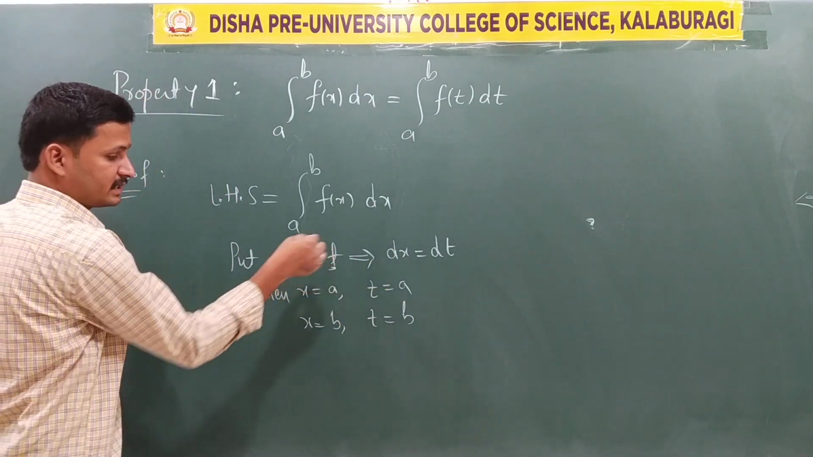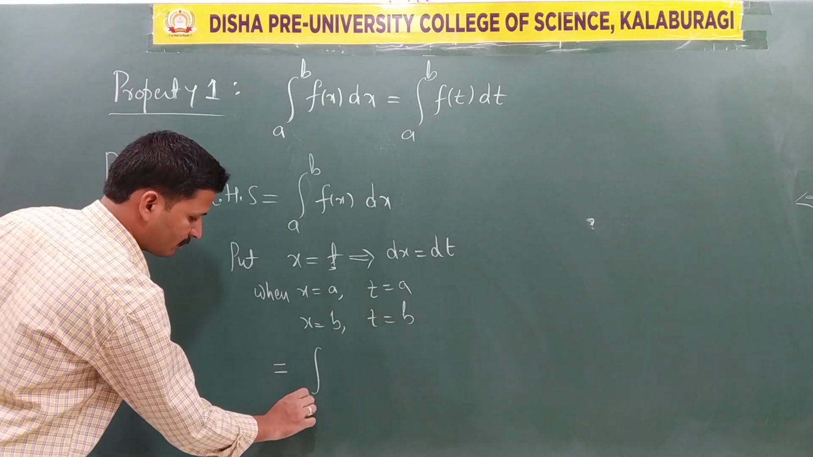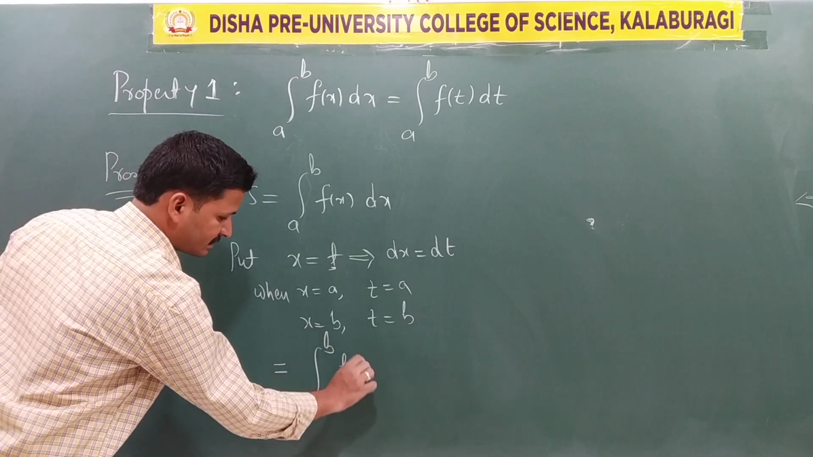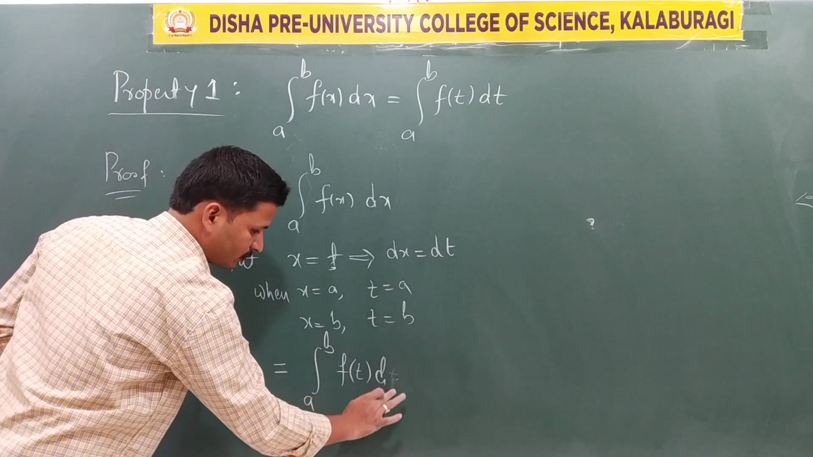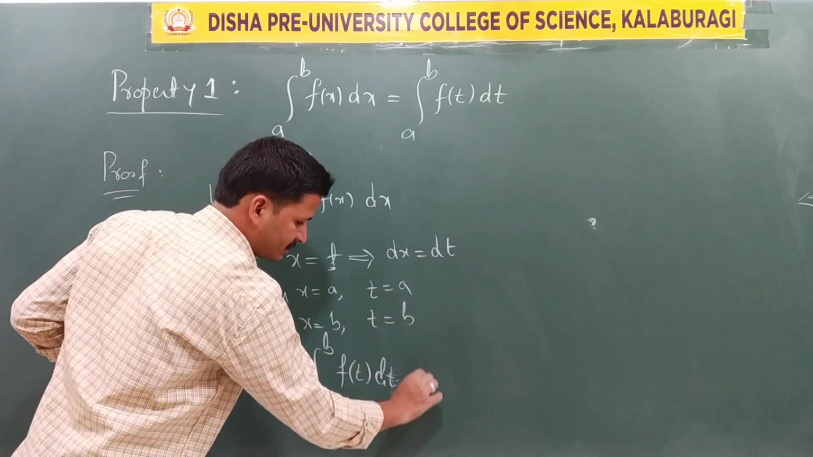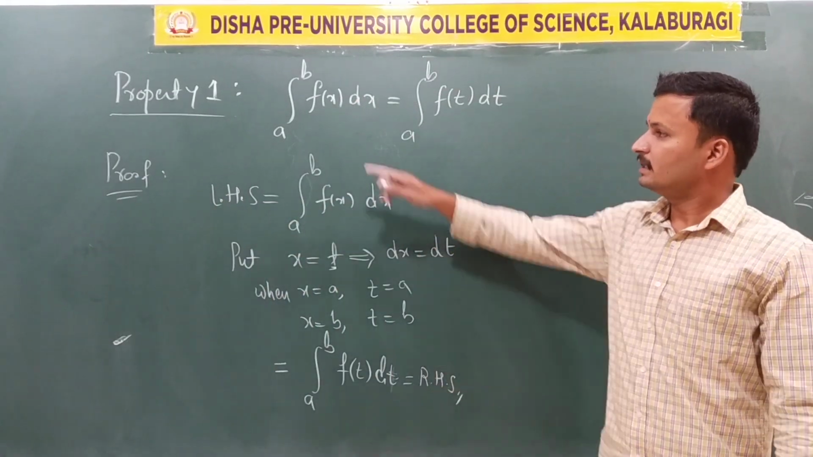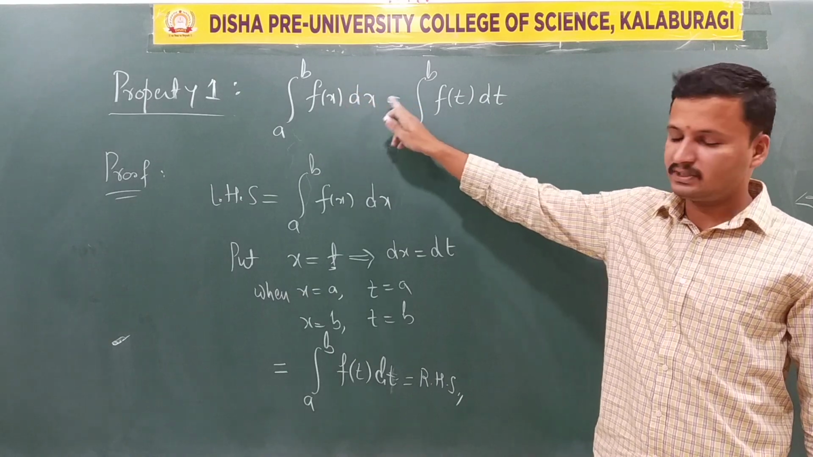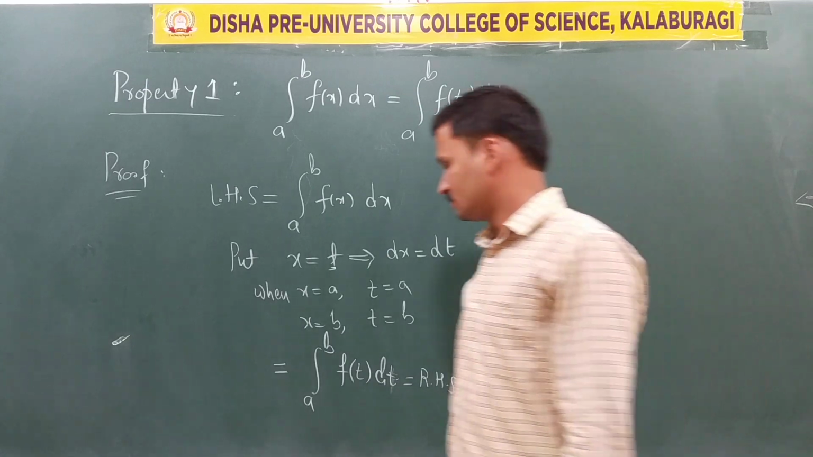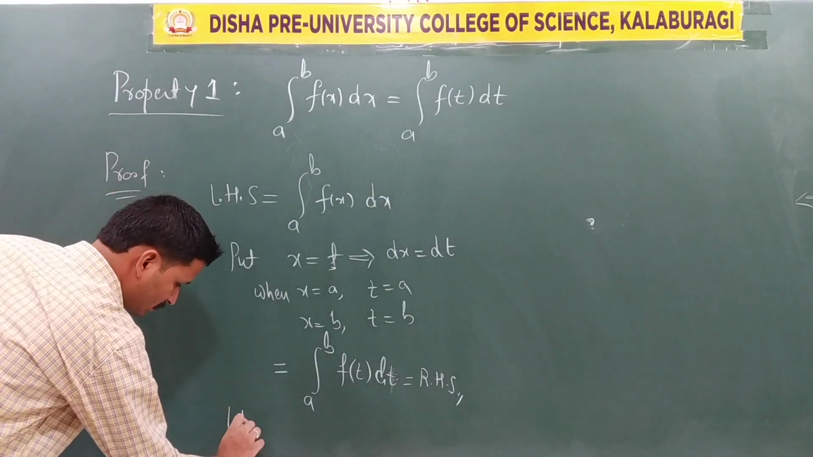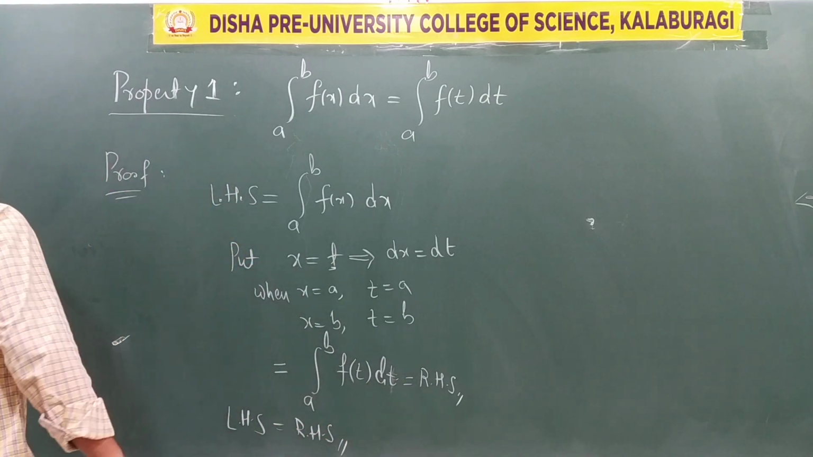When we change the variable, okay, which is equals to integration from a to b f of t into dt, as dx can be written as dt. Okay, so this is our LHS. So conclusion is integration from a to b f of x into dx, which is same as the integration from a to b f of t into dt. So now here LHS is equals to RHS. So this is the proof of the property number 1.